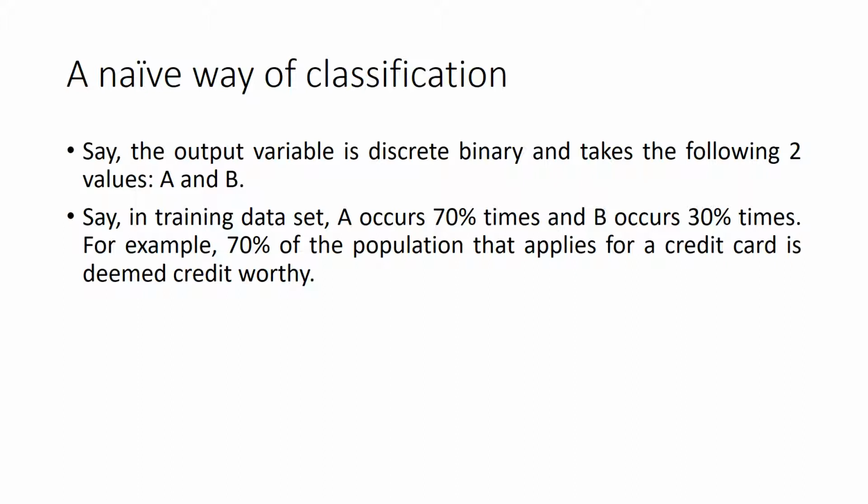Okay, so let's say in a random sample, we will find that 70% of the population that applies for a credit card is deemed as credit worthy. So 70% of the times you're getting A in your training data, and 30% of the times you're getting B. This is just how your training data is distributed across all possible class labels.